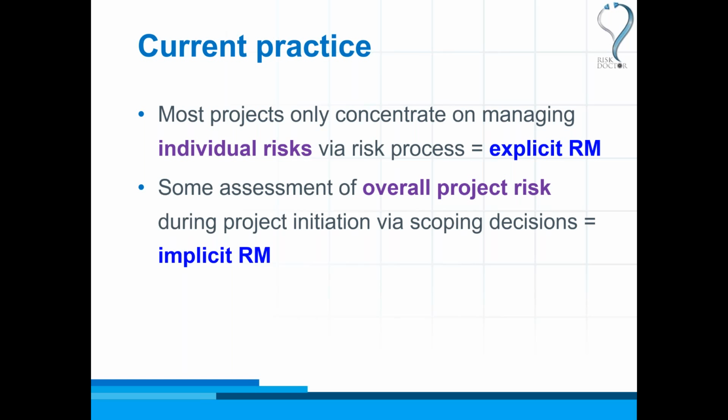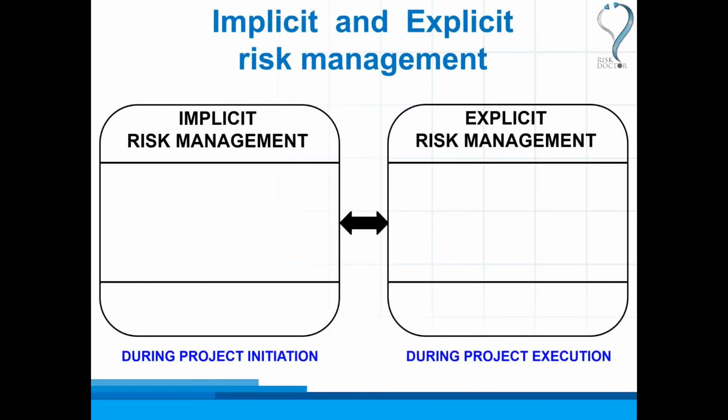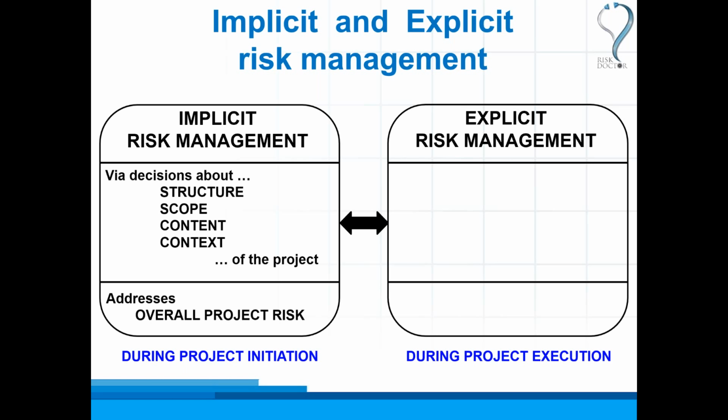So the decisions we make about the content of the project, the context of the project, the strategy of the project, these things in the scoping of the project are in response to our view of how risky the project is overall. So we have two different types of risk management, two levels of risk management. Implicit, which is kind of hidden, it's part of other activities, is addressing the structure of the project, the scope, the content, and the context. And as we set up the project during project initiation, then we're addressing the overall riskiness of the project, in what's in the project, what's not in the project, what the objectives are, what the scope is, and so on.